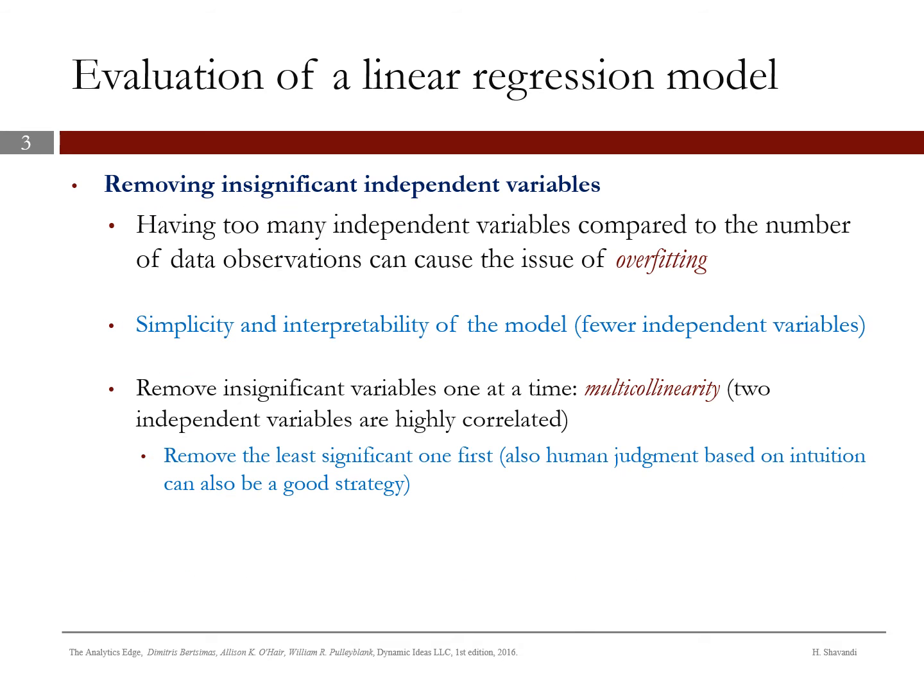Let's see why we need to remove insignificant independent variables. The first issue we may have here is overfitting. Overfitting occurs when we have too many independent variables compared to the number of data observations.